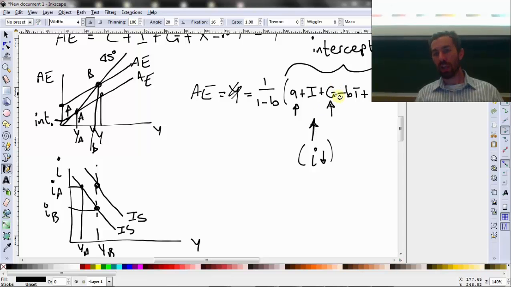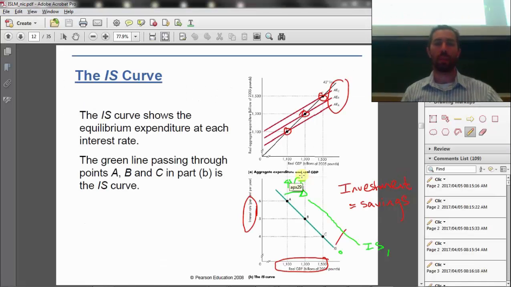So I can have a change in any of these components. It could be a movement along an IS curve if the change in these components is because of a change in interest rate. So if A increases because of a change in interest rate, then it's a movement along. If G changes because of a change in interest rate, movement along. So we can shift our IS curve or we can move along the IS curve.